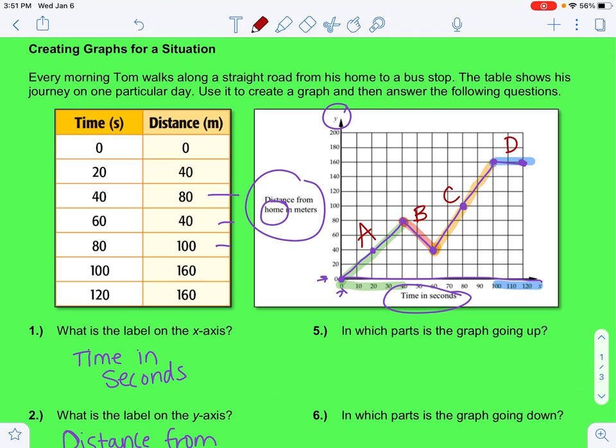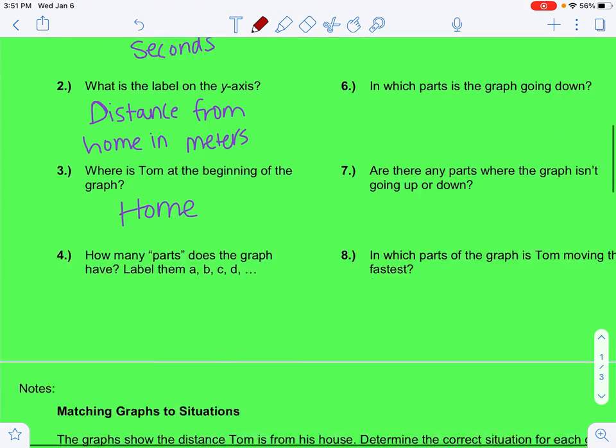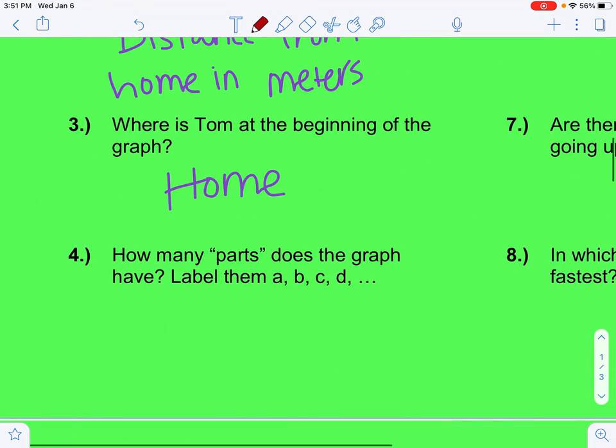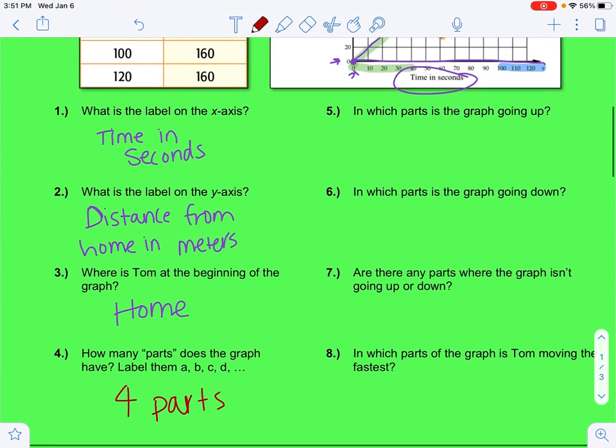Alright, so now number 5 is asking, oops, I forgot to answer number 4. There were 4 parts. We kind of did that while we were looking at our graph.